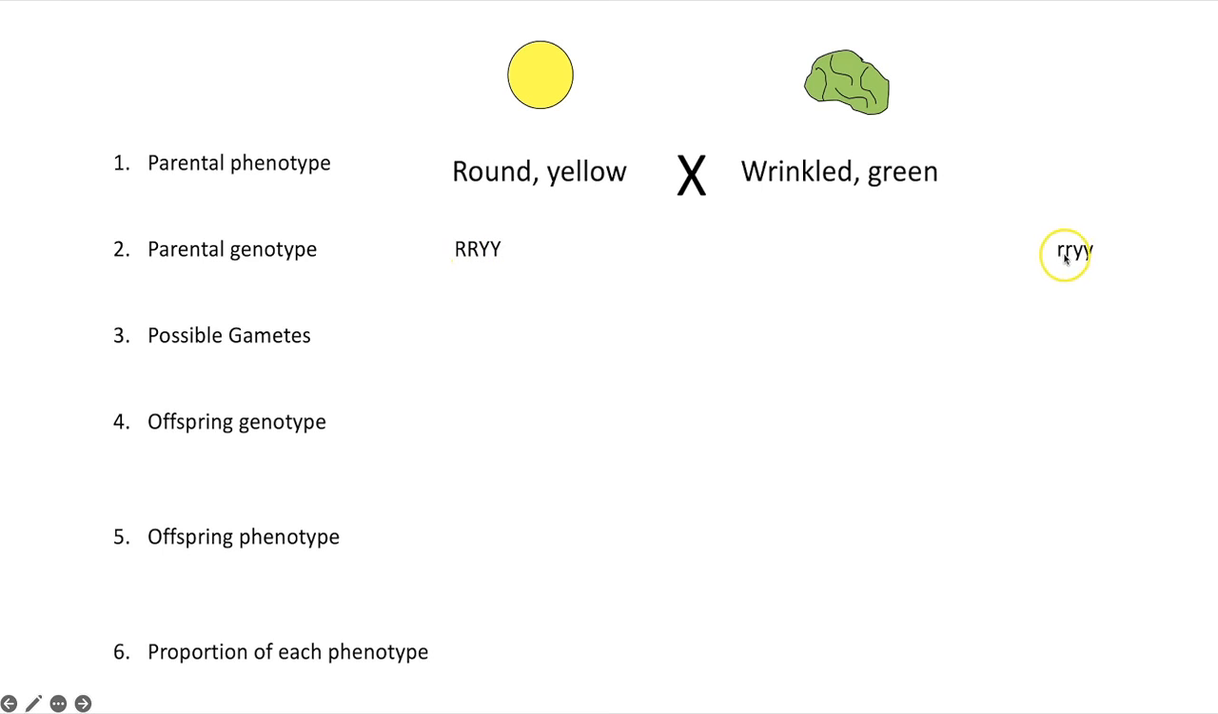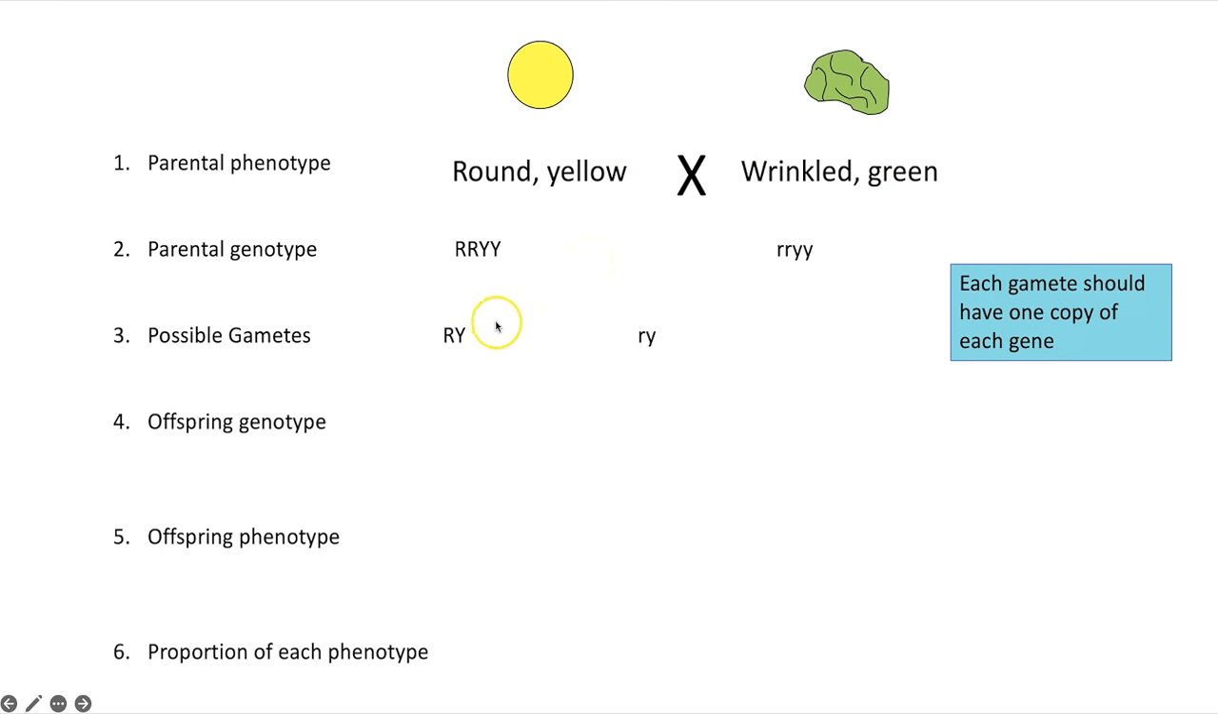Wrinkled green would have to be homozygous recessive for both because wrinkled and green are recessive. Now, you aren't expected to know that. That's information you would have had to have been told. Then we work out the possible gametes. And in a dihybrid example, every gamete should have one copy of each letter. So one of the R's, one of the Y's, to indicate one copy of each gene.